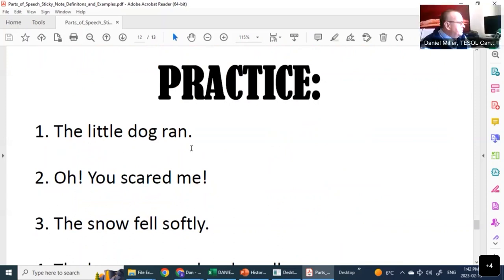What is the noun in this sentence? Dog. Dog is the noun. The word little, what is it? Adjective. Adjective, that's correct. And the word the?